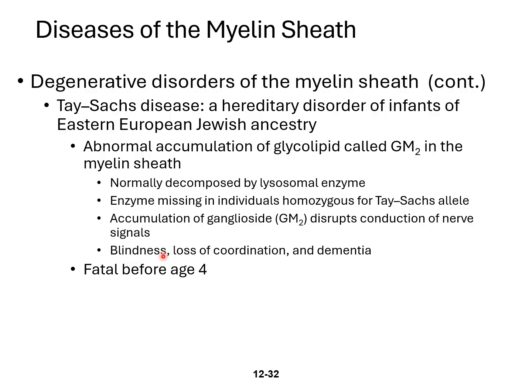Blindness, loss of coordination, dementia, fatal before age 4. And the reason why Tay-Sachs is so bad and kills you before age 4 is because when you are building all of the myelination, when you're a fetus, when you're 1, you're 2, you're 3, you keep building up this glycolipid. This glycolipid disrupts the conduction of the nerve, and usually by the age of 4, you have so much of this glycolipid built up that the nerves cannot send signals to where they want to go.